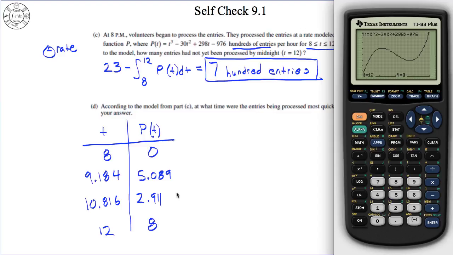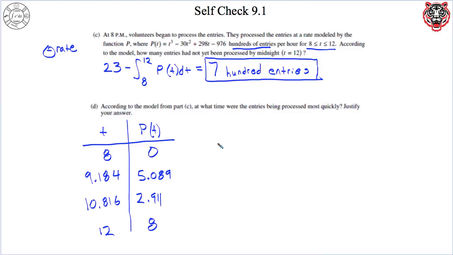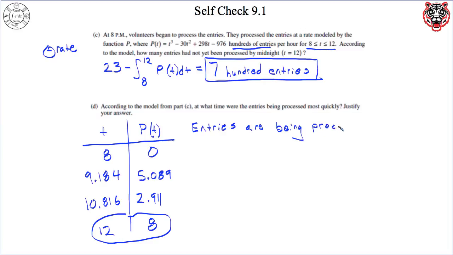All right, so in this problem we're looking for where it is the highest. I think it's pretty clear, without even doing a table, that at time equals 12 it is the highest. So we need to say that the entries are being processed most quickly, and we're just looking for a time, right? At what time were entries. It doesn't care about what the rate of those entries was. This shows our work most quickly at t equals 12 hours.